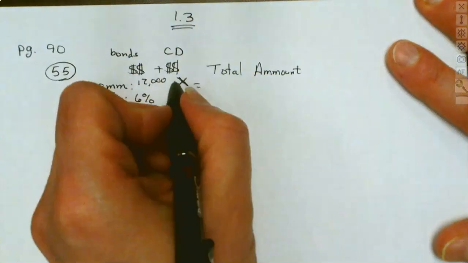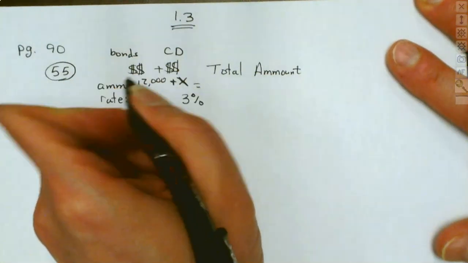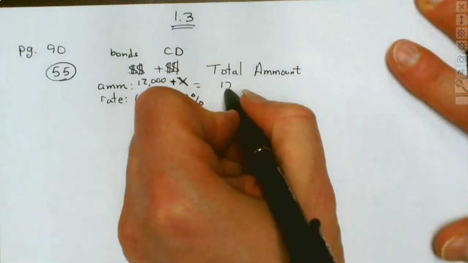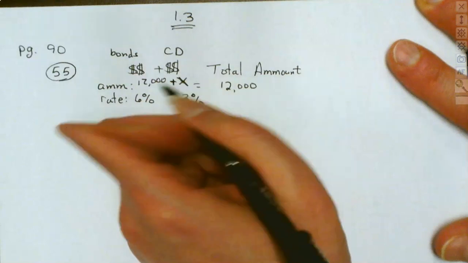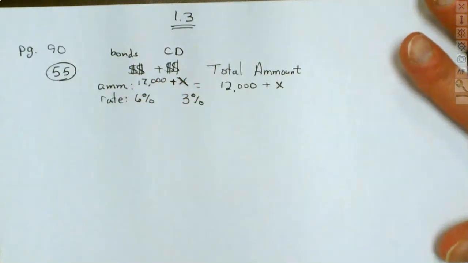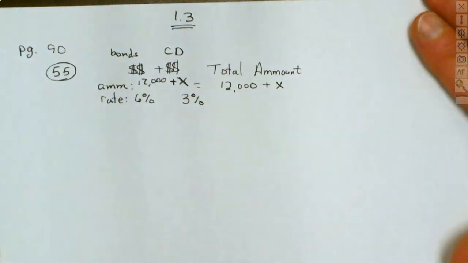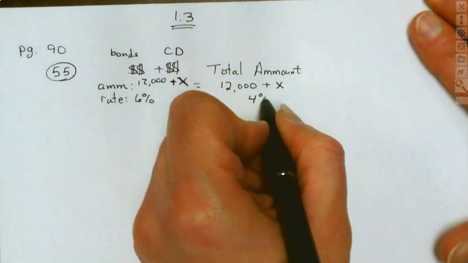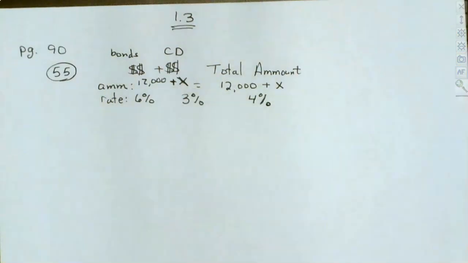And the total amount is going to be adding across. So my total amount is going to be the $12,000 from the bonds plus the unknown amount for the CD. And we want to end up with an average rate of return of 4%.